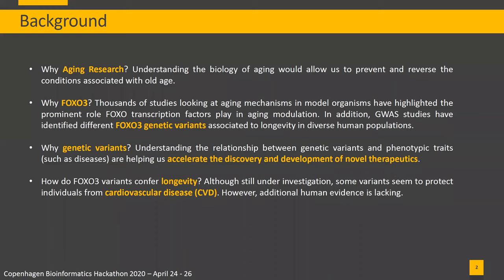The promise of these genetic variants lies in the fact that if we can understand how these variants affect the function of these proteins already in human populations, this would potentially bring us a step closer to the discovery and development of novel therapeutics. How exactly these FOXO3 variants in human populations confer longevity is still under investigation. However, there is some evidence that these variants can protect against cardiovascular disease. However, we don't know whether the opposite is true. Are there other variants that could make you more susceptible to cardiovascular disease?